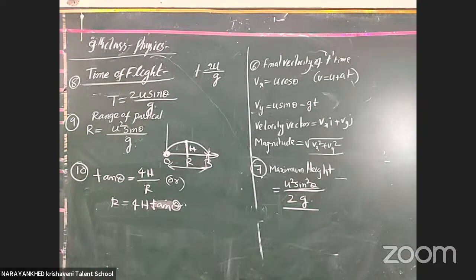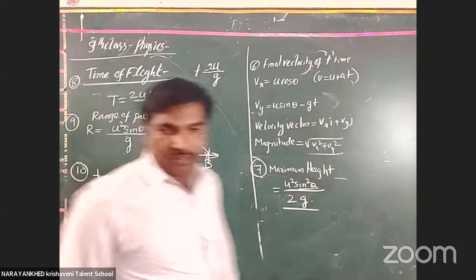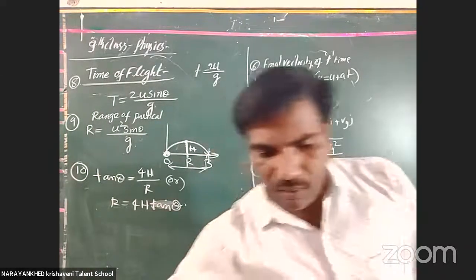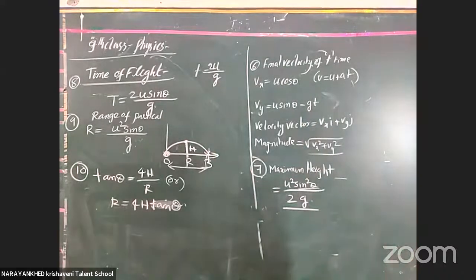These are the 10 points we are considering. Please note down this one also, up to 10. We have some synopsis: 11, 12, 13 points.